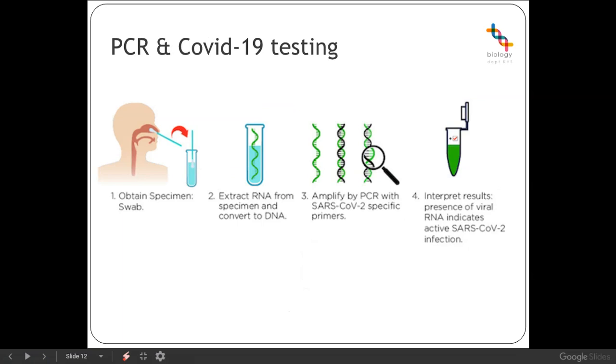So at the moment we are actually currently using PCR a lot in order to test individuals to see if they have COVID-19, and I just thought this was worth mentioning because it explains a little bit about how PCR actually works. So essentially what we would do is take your specimen swab from your individual.